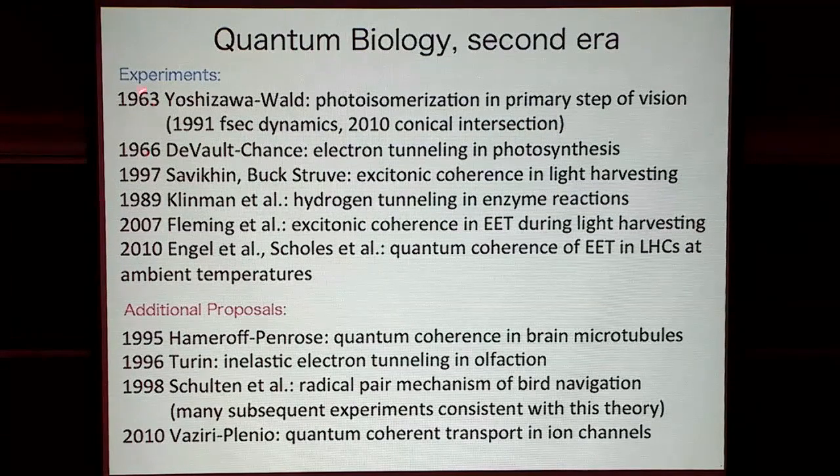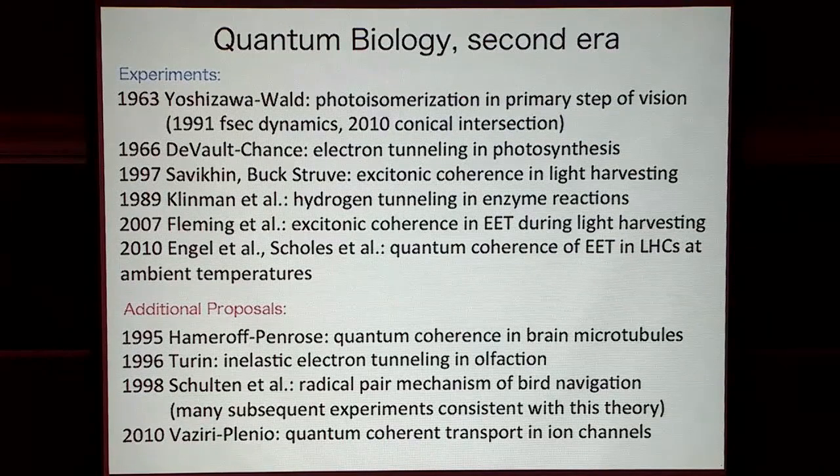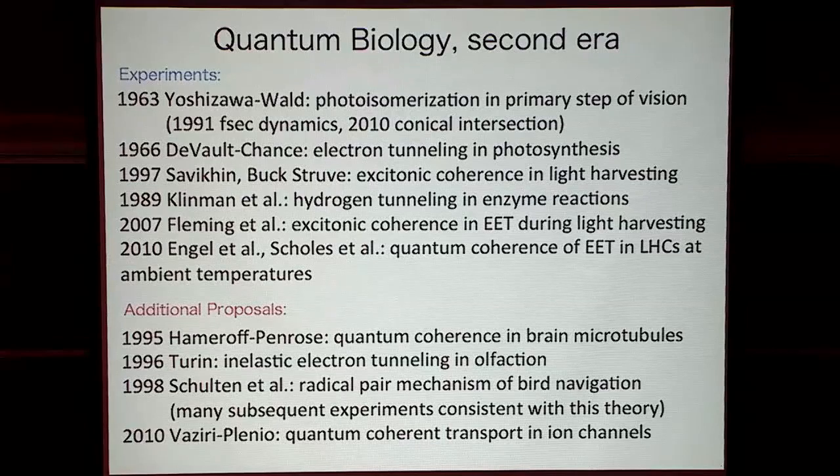So starting in 1963, the primary step of vision, which if I have time at the end, if I don't have time, ask me in the questions. I've got a slide on that. The primary step of vision is a photoisomerization, which has femtosecond dynamics and proceeds via combined electron nuclear dynamics, and it's actually been studied very nicely with quantum control by Duane Miller here, so I'll show you that at the end if there's time.